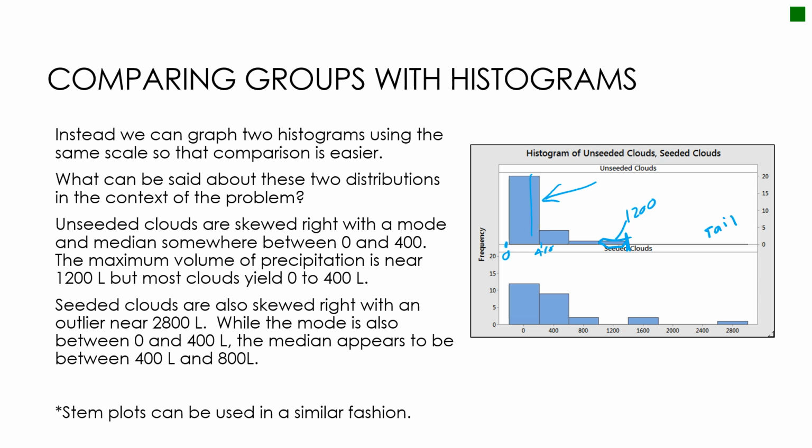Looking at the seeded clouds, I can tell right away that I've got an outlier over here. It's still skewed right, but I definitely have an outlier at 2800 liters. The mode appears to be in the same place, but notice that the mode is not as high. So I can talk a little bit about the variation and how there is less variation with unseeded clouds because most of them are in that 0 to 400 range. Again, the median appears to be somewhere between 400 and 800.